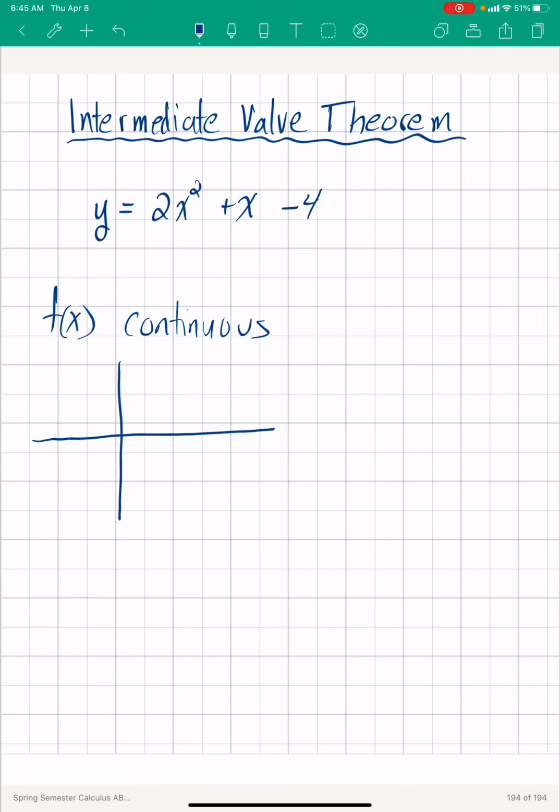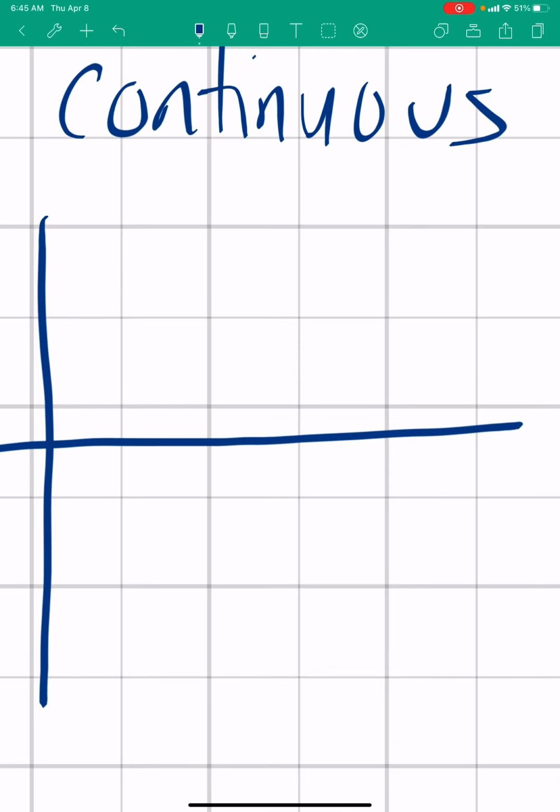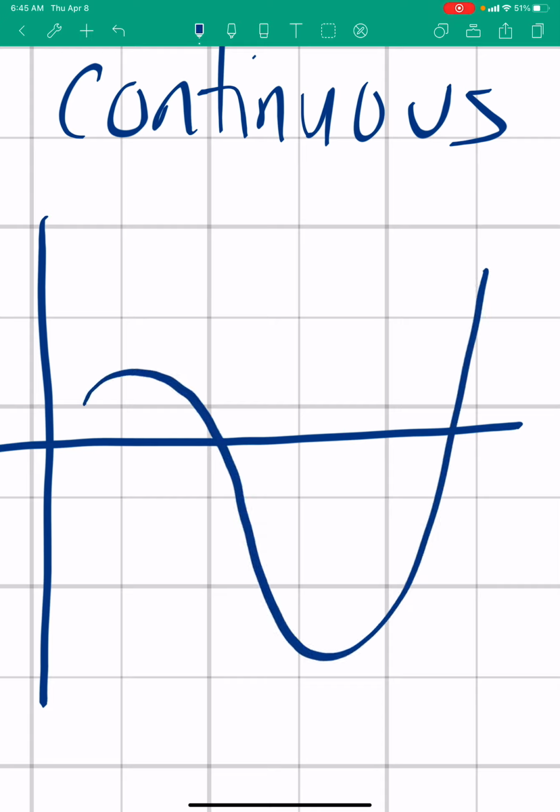We also define continuity as the limit when x approaches any value of c of some function, and that proven limit, which exists, equals the value f of c. So the limit would equal the function value. But this isn't about continuity. So let's say I've got a continuous function and it looks like this.